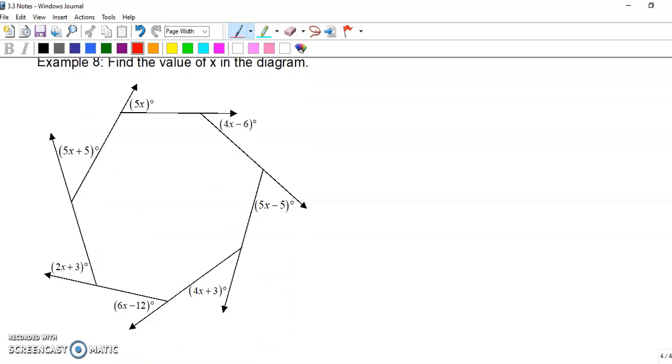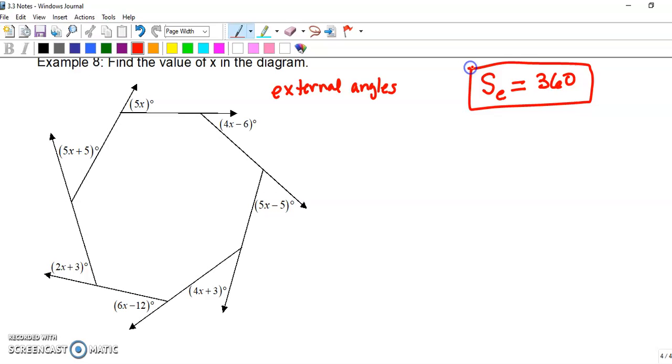So this one: find the value of x in the diagram. Well, these are all external angles. If they were internal angles, we'd have to use that formula of n minus 2 times 180. But the nice thing is, the sum of the exteriors, it doesn't matter how many sides it has, is always 360. So I really just need to add these all up.